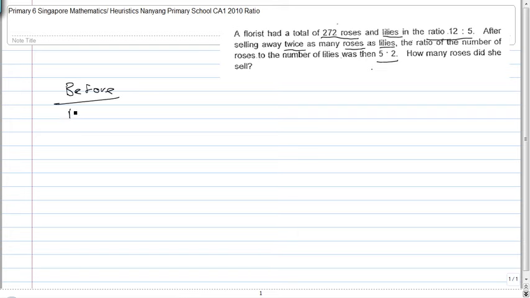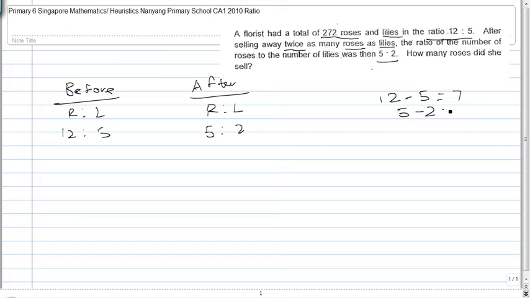the number of roses to lilies was 12:5. Now after selling away twice as many roses as lilies, the number of roses to number of lilies became 5:2. Alright, so the problem is that 12 minus 5 is equal to 7, and 5 minus 2 is equal to 3.